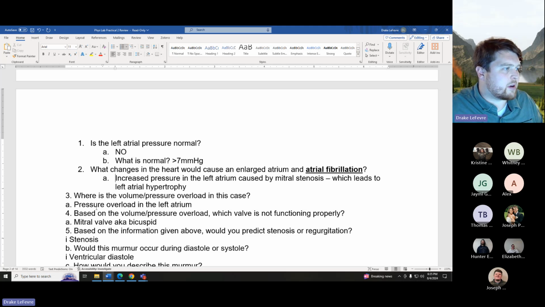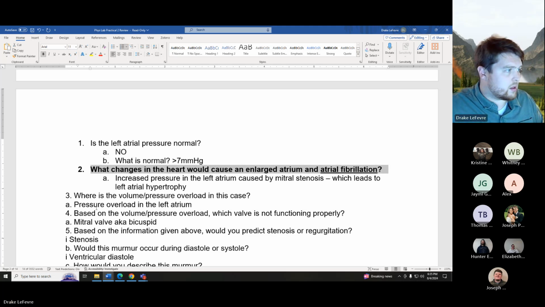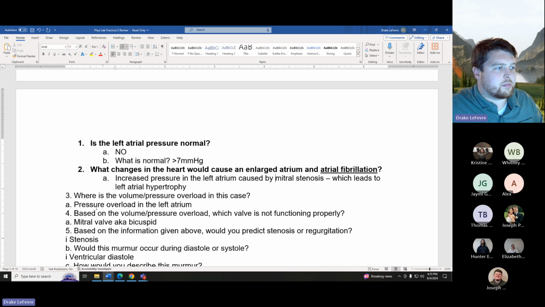So increased pressure in the left atrium caused by mitral stenosis, which leads to left atrial hypertrophy.